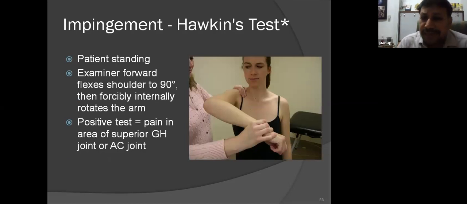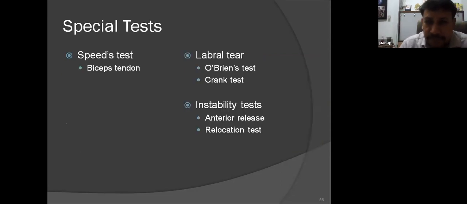This is called the Hawkins test, where you put the arm in this position and you flex the shoulder to 90, and then you do a forced internal rotation. What this essentially does is bring the entire greater tuberosity under the acromion, and it causes pain because there is impingement there. So this is called the Hawkins test, right?